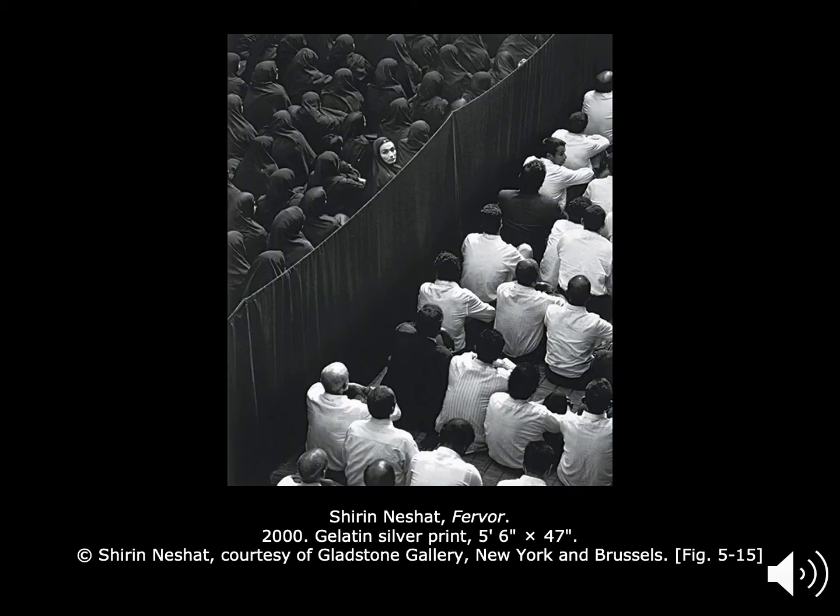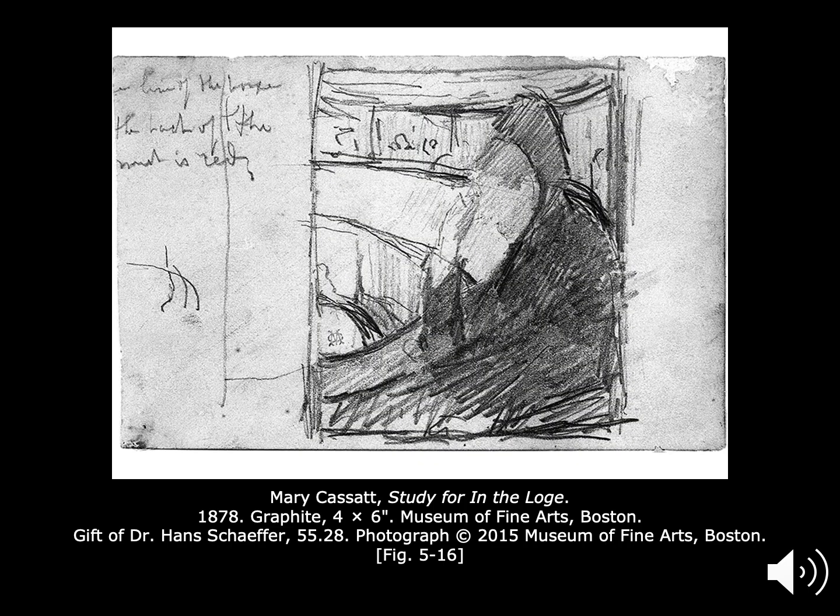Greater contrast between light and dark often has greater dramatic impact. In Shirin Neshat's Fervor, women and men worshiping at a mosque are separated by a divider and by the color of their garments. A single white face of a woman who turns toward the camera draws the viewer further into the narrative. In this sketch for a painting, there is a clear division between light and dark, with the line of light abruptly stopping at the figure's hand and face.